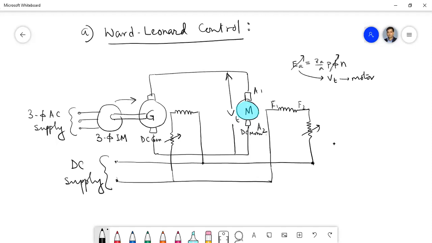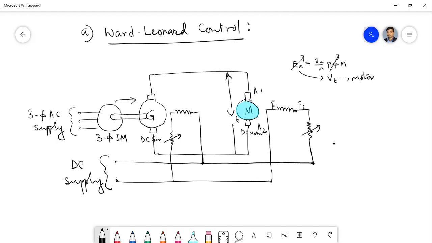Okay. So the terminal voltage control has an advantage that it's very smooth control, and very smooth voltage and speed regulation. Speed regulation is very good here. So that is the advantage of this particular method of speed control.